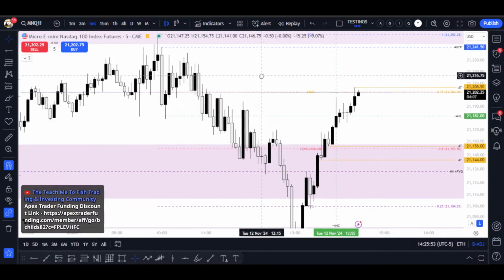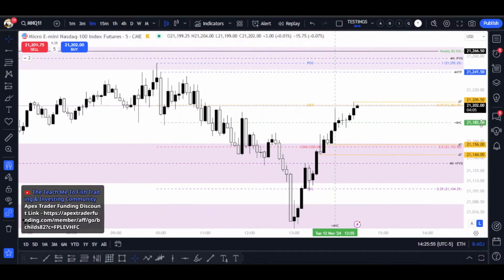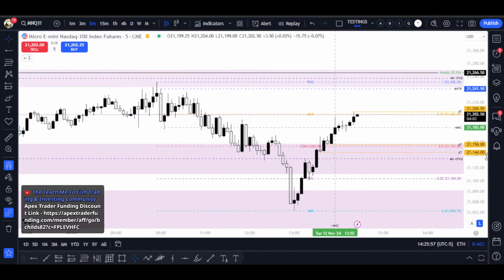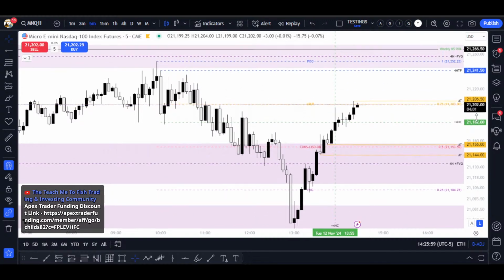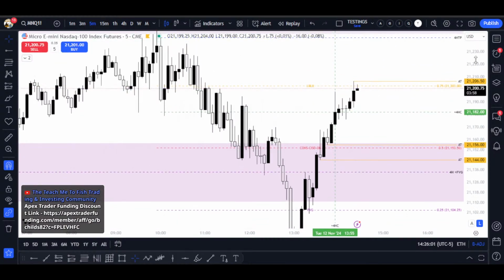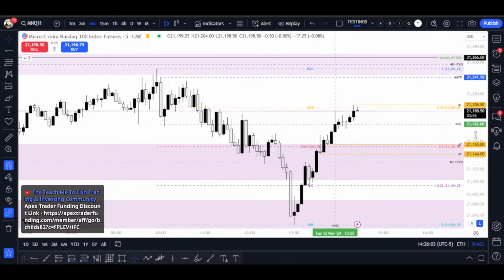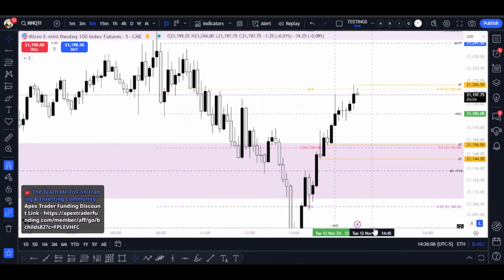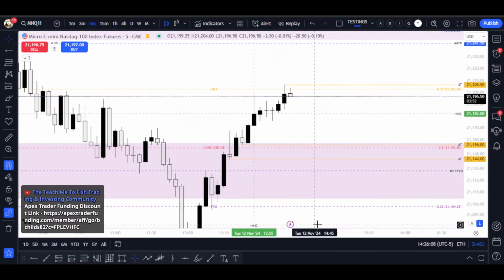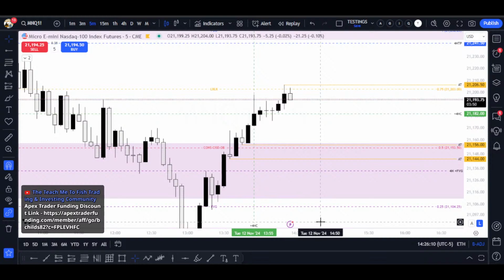However, that is after the fact of this market maker buy model being in play. So we'll see if price will give us our entry before completing this model.